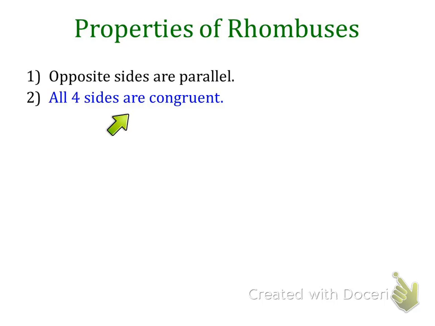What I want you to do is somehow highlight this topic. You can either write the word in a different color or put a star by number 2 or just, I don't know, color over all 4 sides. But it's not just opposite sides being congruent, it's all 4.